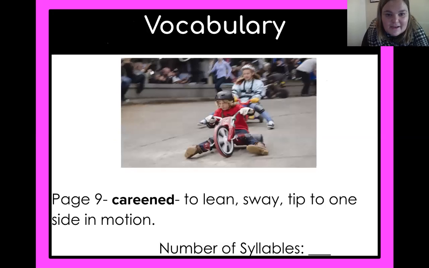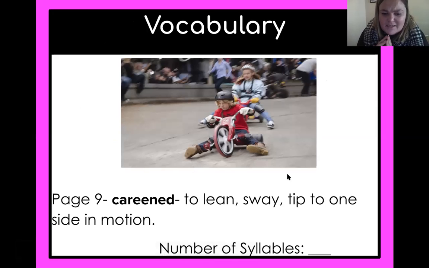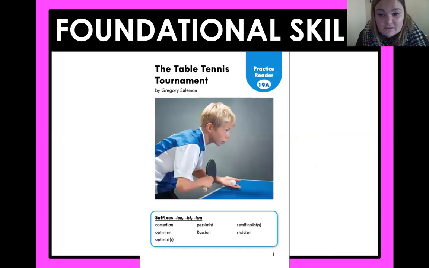All right, let's look at some vocabulary. So this first word is careened. And if you see this guy right here, he's careening, he's leaning or swaying to one side or in motion. So he's kind of leaning his feet in a little bit so he doesn't crash. So how many syllables do you think that word has? Careened. I think it has 2 syllables. So you're trying to figure out how many claps you make during it. Careened. It's 2 syllables.